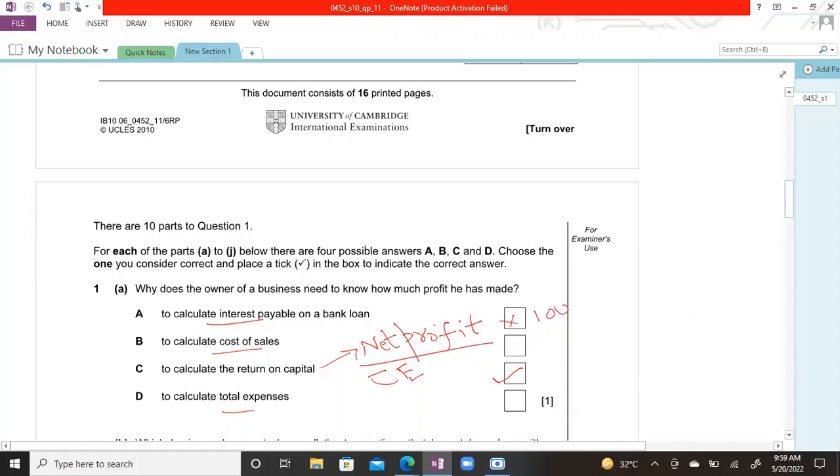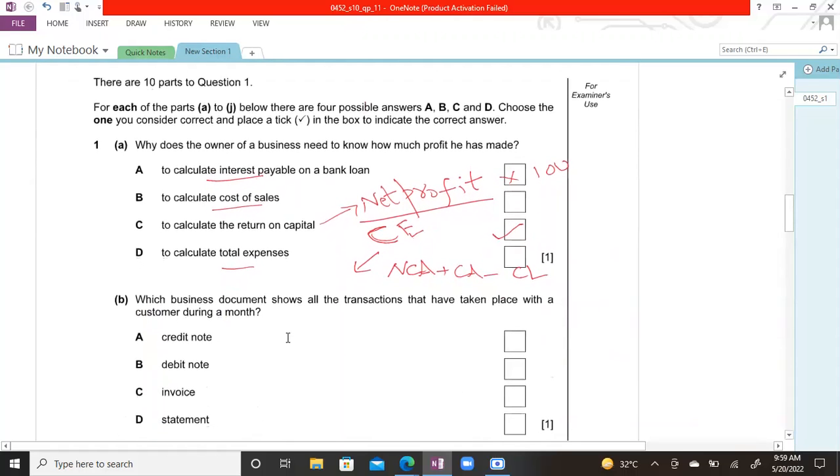Capital employed is calculated as non-current assets plus current assets minus current liabilities. So non-current assets, also called fixed assets, plus current assets minus current liabilities. This is your capital employed.